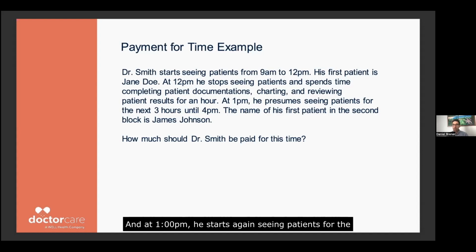And at 1 p.m., he starts again seeing patients for the next 3 hours until 4 p.m. And then the name of that first patient in the second block is James Johnson, right? So you saw Jane Doe at 9, you saw James Johnson at 1 with an hour of indirect patient care in the middle. So how would we go about billing this? And I'll give a second so people can think about it.